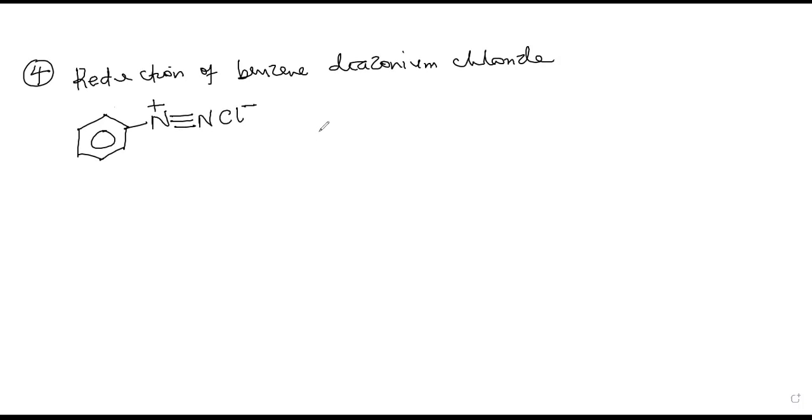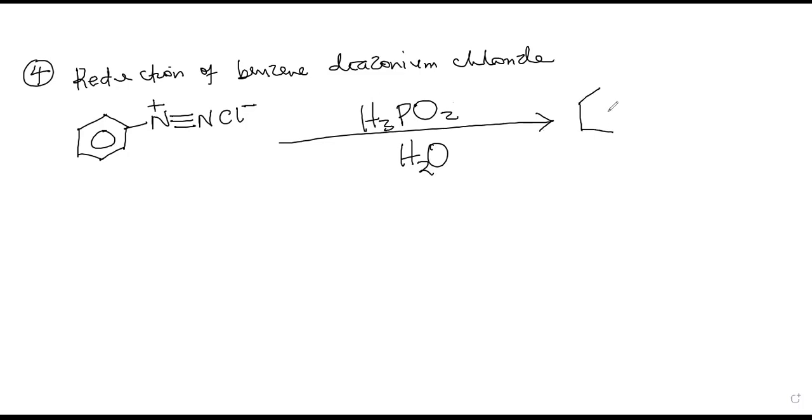I'm going to reduce this by using hypophosphorus acid hydrolysis. So we are going to use hypophosphorus acid solution, that is H3PO2, because I want it to be a solution, so it is in presence of water. And this one will automatically be giving you benzene.